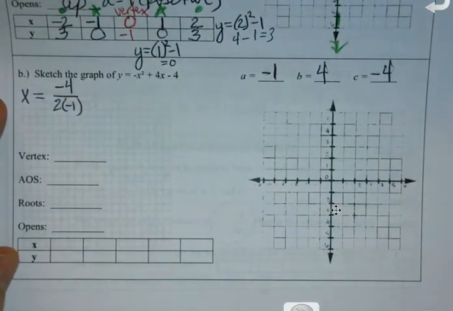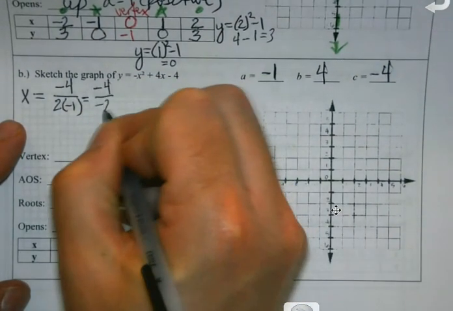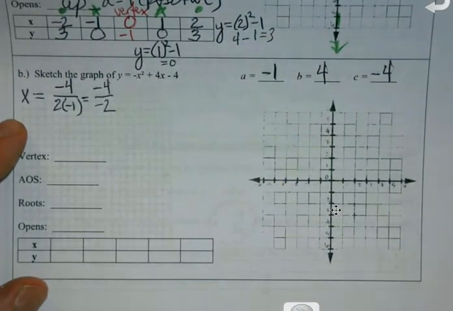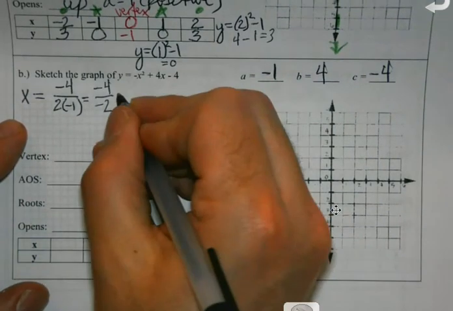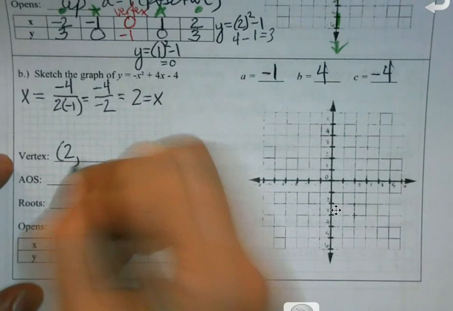And I got to be careful here, because if I mess up a sign or something, that's going to just mess up everything for me. So take your time. What's a negative divided by a negative going to get me? Positive. All right, so my x value is 2.